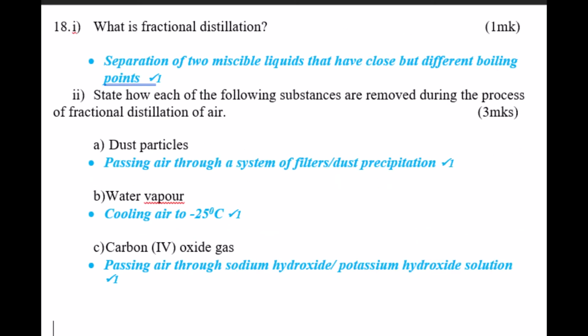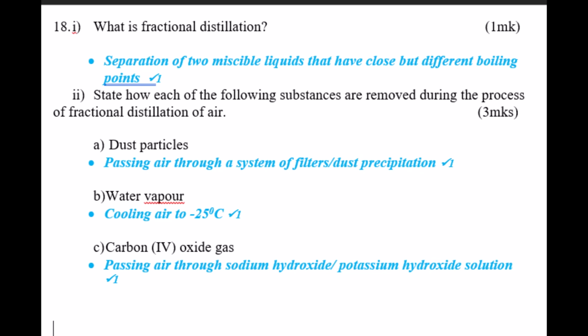Question number 18. Fractional distillation is a method of separating miscible liquids with close but different boiling points. We usually say the range should be less than 40 degrees Celsius between the miscible liquids you're separating. We go to Roman 2. We state how you can remove the following substances as you do fractional distillation of liquefied air. The dust particles, you pass them through dust filters, or we call it the system of filters. The process is called dust precipitation.